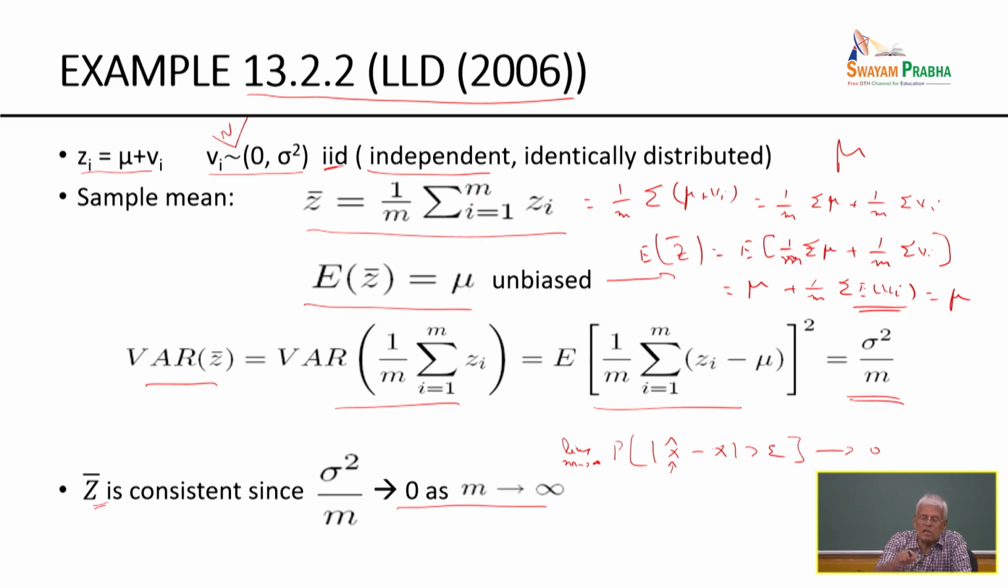Earlier we talked about vi being a Bernoulli noise. Here we are talking about vi being a Gaussian noise. So that's the difference between this example and the previous example. This is the normal or Gaussian noise.